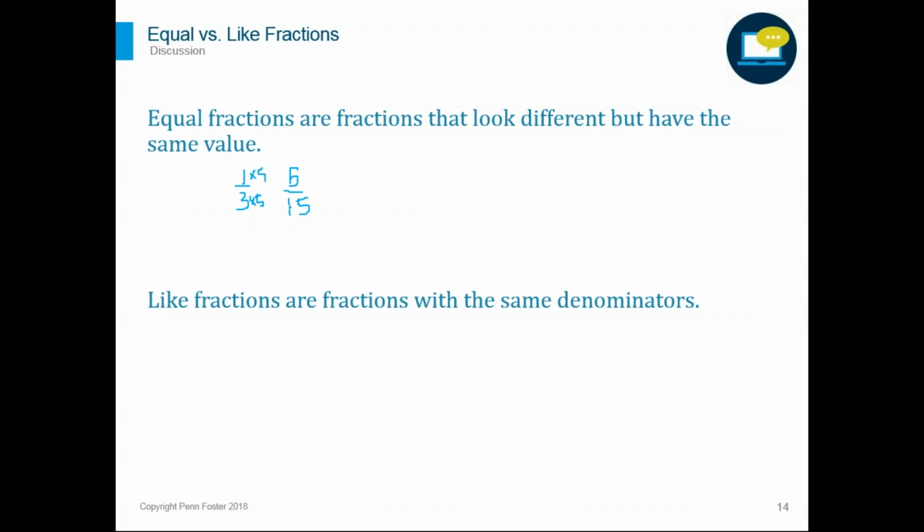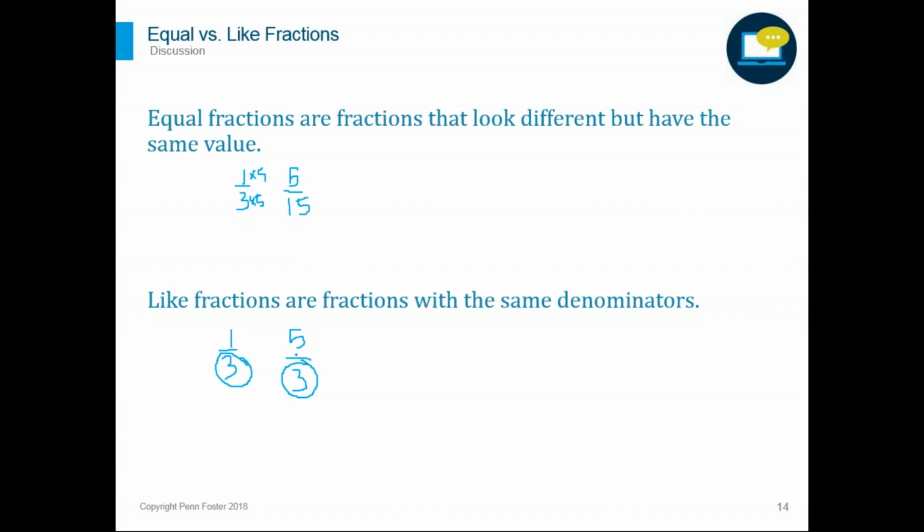Now, what about like fractions? Like fractions is so simple. If the two fractions have the same denominator, we call them like fractions. They look alike. So 1 over 3, for example, and 5 over 3, these are like fractions. Are they equal? No. The only reason that we call these two fractions like is because this has a 3 and this has a 3 in the denominators. That's it. Students sometimes mix up equal with like fractions.